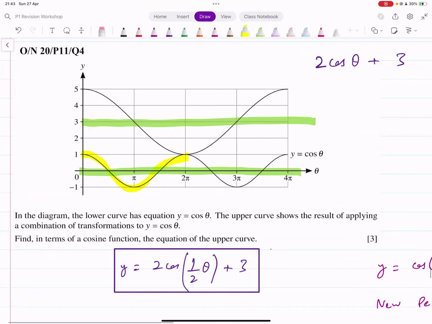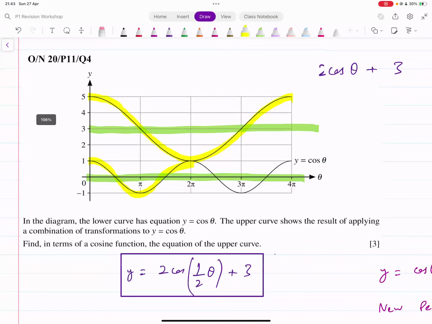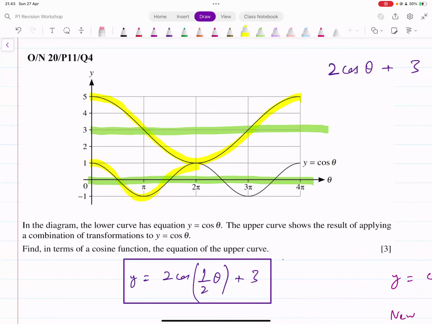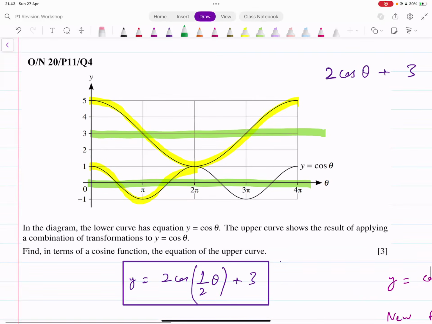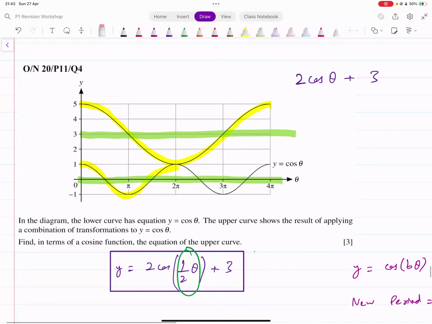The period for the transformed graph has doubled. It has become twice. It was 2 pi earlier for the original graph. The period is 2 pi. For the transformed graph, the period becomes 4 pi. The period is becoming double. When the period becomes double, that means it's a stretch, scale factor 2. If the scale factor is 2, you've got half theta here. This is going to be half theta. So sometimes it's easy to figure out these two transformations.